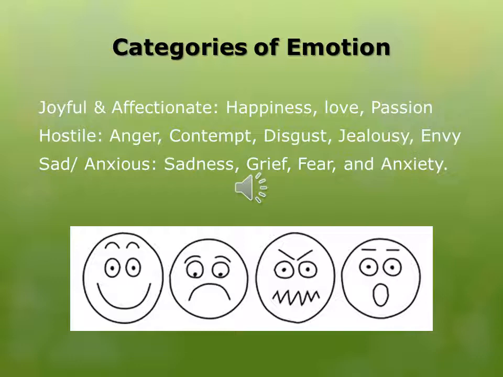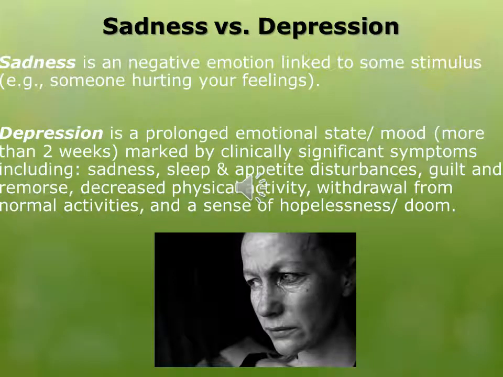Now the text breaks emotion into three different categories, and those are joyful and affectionate, hostile, and sad, anxious. And the picture I've included here has four categories of emotion: happiness, love, passion, anger, contempt, disgust, jealousy, sadness, grief, fear, and anxiety. And these are some broad terms. I'm not really crazy about the way that your text has broken it apart, but it serves a purpose for examination. I think it would be helpful to explore the difference between simple sadness and depression.